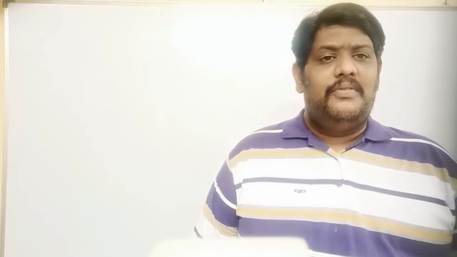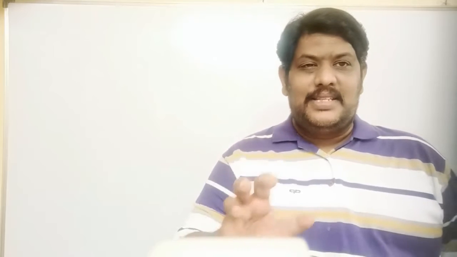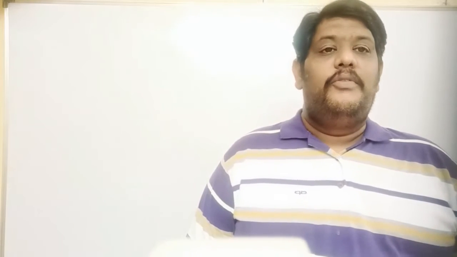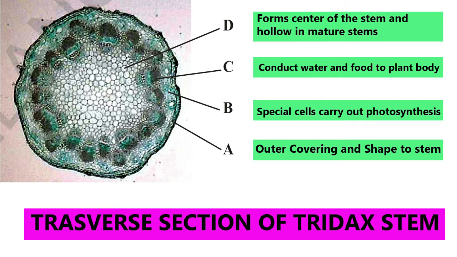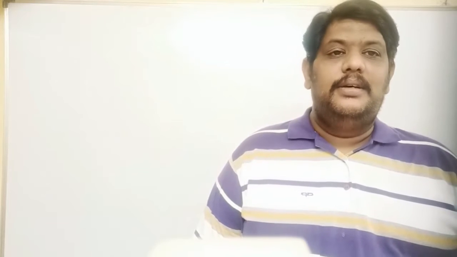The next kind of vessel which is present over there, the next kind of cells which are present over there are the phloem vessels. Okay, what they will do is, whatever the food which is prepared in the leaf will be sent to different parts of the plant, so that the plant can survive.